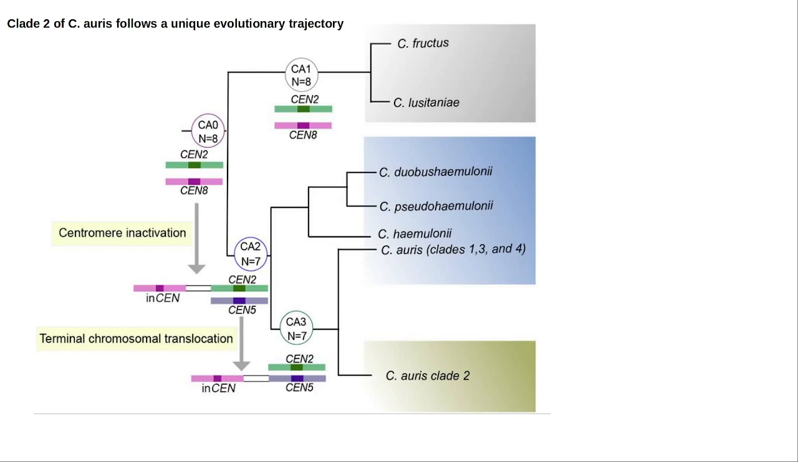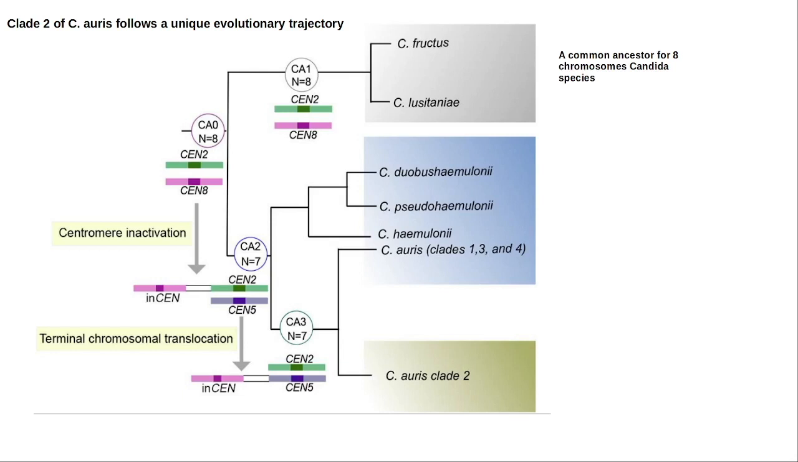Basically, Candida lusitania and other species such as Candida fructus, which is a closer relative to Lusitania, might have shared an immediate common ancestor, CA1, with 8 functional centromeres, 1 on each chromosome. Chromosomal rearrangements placed regions containing Lusitania cen 2 and 8 of these two species on the same chromosome in the hemiloni complex species, as well as clades 1, 3, and 4 of auris, of which one was active and one was inactive. This finding indicates the existence of an immediate common ancestor, CA2.